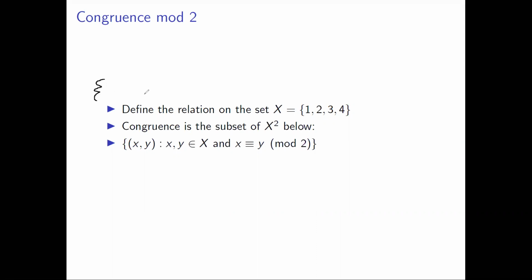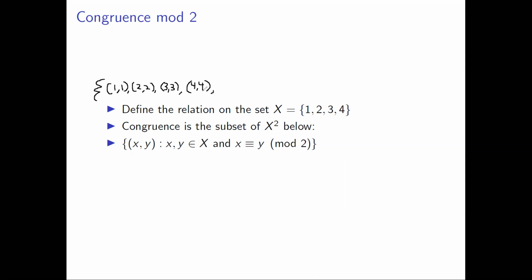So first, we can see that for any element of the set big X right here, each of them is congruent to itself mod 2. So we get 1 comma 1, 2 comma 2, 3 comma 3, and 4 comma 4. These are all elements of this relation.